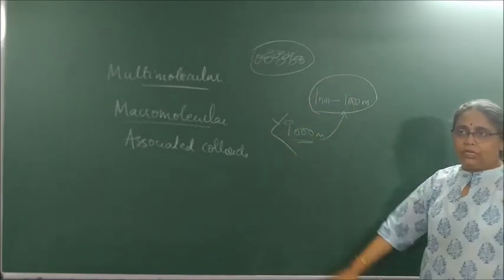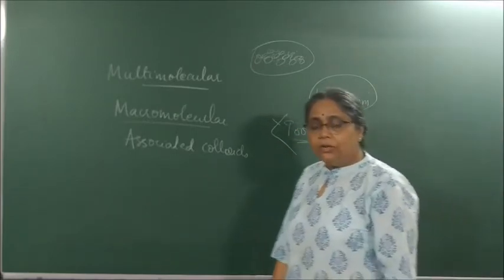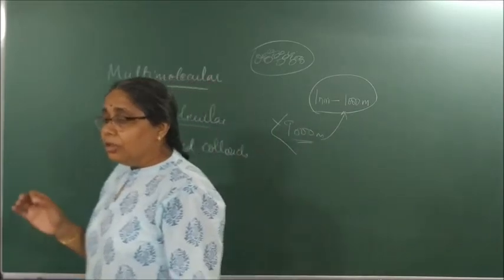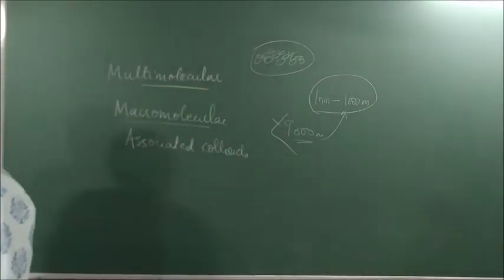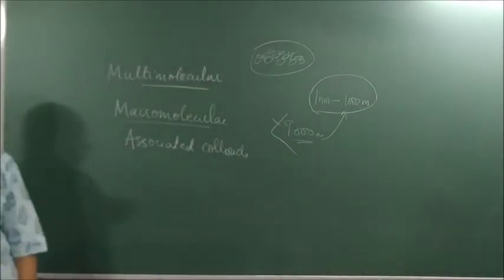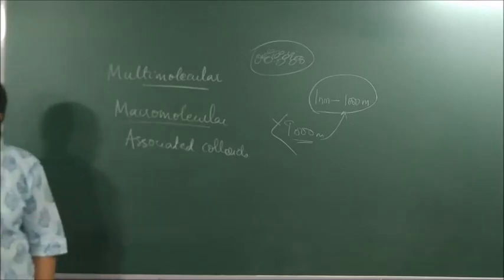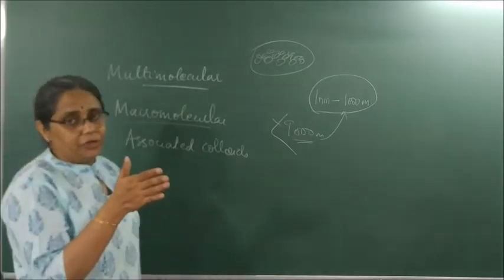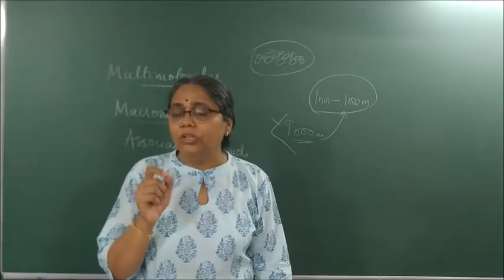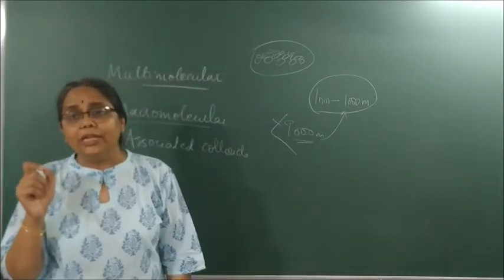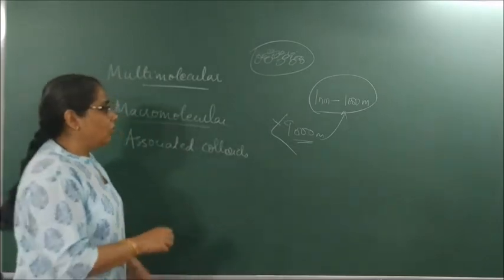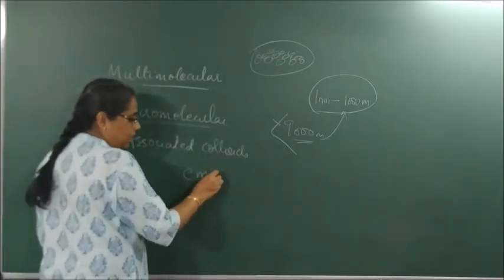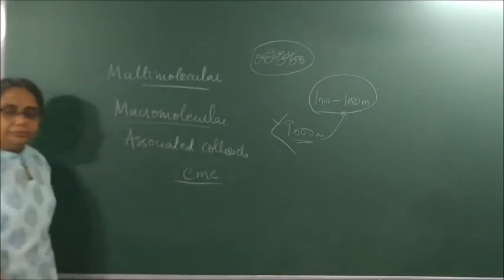Now associated colloids. Associated colloids are colloids only after a particular temperature, and that temperature after which it acts as a colloid is called as what temperature? Kraft temperature. And the concentration beyond which it acts as a colloid is called as critical micelle concentration.